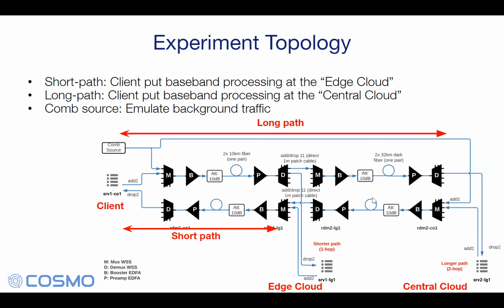In today's experiment, we want to show the client, which talks to the end ports, the edge cloud and the center cloud through our optical fiber. We want to do optical switching between the edge cloud and the center cloud through a short path or the long path. And there is also a Cosmos source connected to the two ends of the long path, which is used to emulate the background traffic.